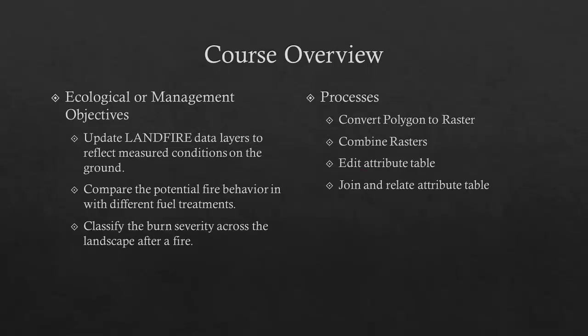Each lesson in this class introduces you to the types of ecological or management objectives that can be addressed with GIS, and along the way, you will be exposed to various processes that can be applied to any number of different objectives. Examples of ecological or management objectives that you'll be working on in this class are update LANDFIRE data layers to reflect measured conditions on the ground, compare the potential fire behavior for different fuel treatments, and classify the burn severity across a landscape after a fire. Examples of processes that are used to accomplish these objectives are convert polygon to raster, combine rasters, edit attribute tables, join and relate attribute tables. Notice that the processes are just a means to complete the objectives.